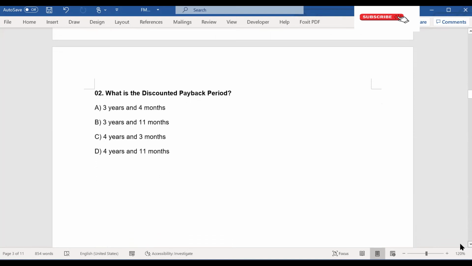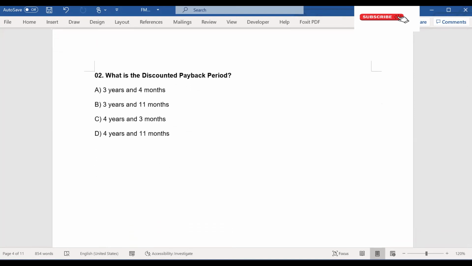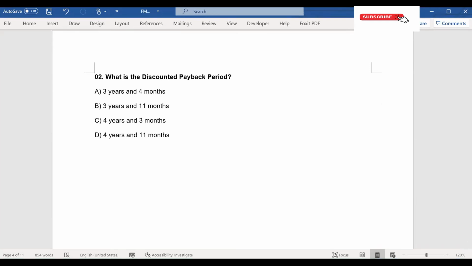Second part, what is the discounted payback period? In the previous question we discussed the payback period without discounting. Now we need to calculate the payback period which should be discounted. So, discounted payback period. To calculate it, we need to identify the present value of the cash flows.